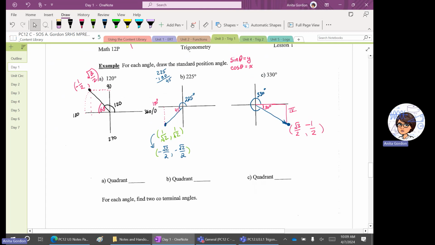In A, we ended up in quadrant 2. In B, we were in quadrant 3. Whoops, that's not how we write a 3. 3. And C, we are in quadrant 4.